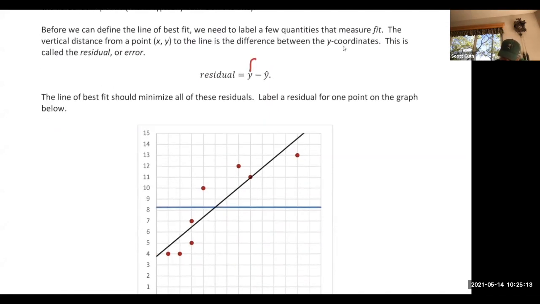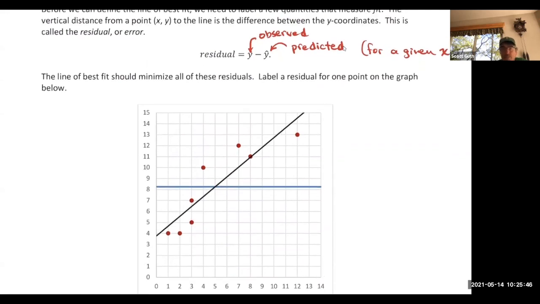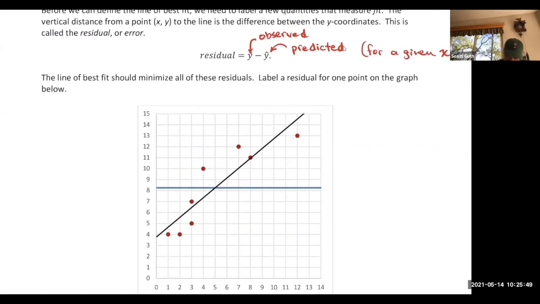Okay, so the y value is the observed value. The y hat value is the predicted value for y, and this is for a given x. And the difference between what you actually observe and what you're predicting is the residual. And again, you can think of that as an error. The line of best fit should minimize all of the residuals. We want our total error to be as small as possible.